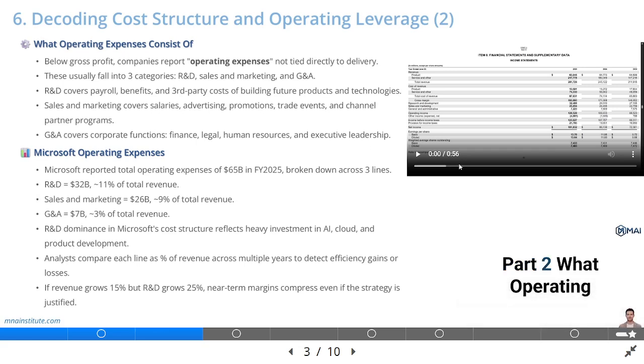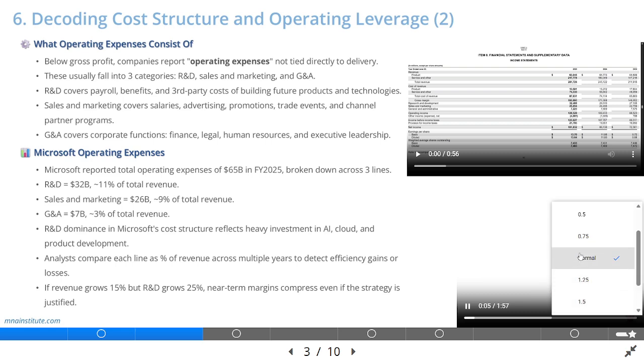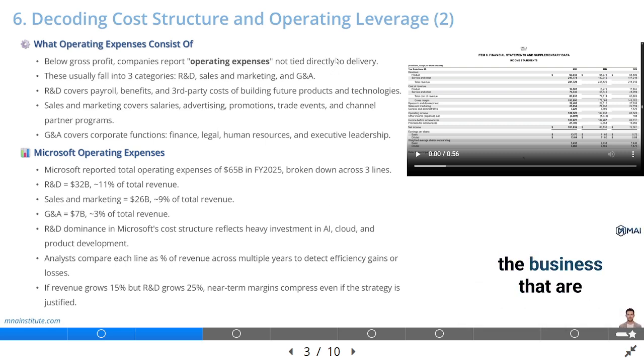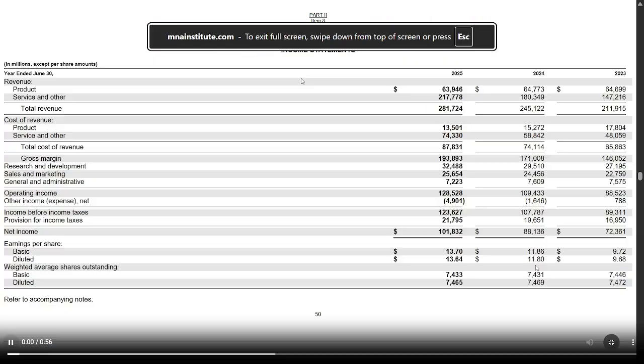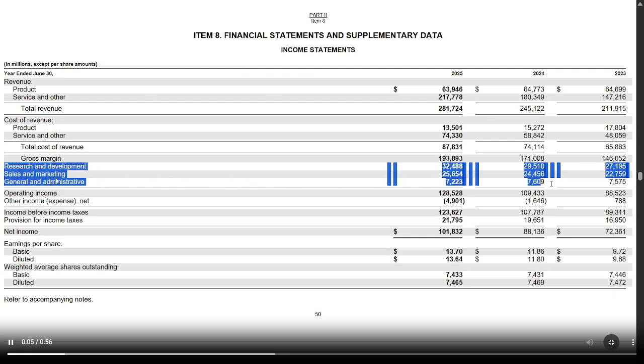Part 2. What operating expenses consist of. Below gross profit, companies report operating expenses, which cover the costs of running the business that are not directly tied to producing the product or delivering the service. These typically fall into three categories: research and development, sales and marketing, and general and administrative expenses.